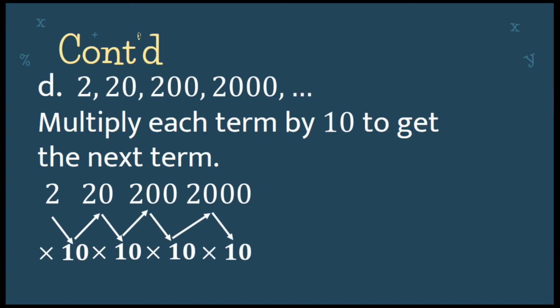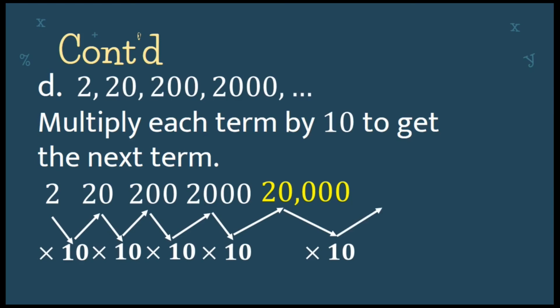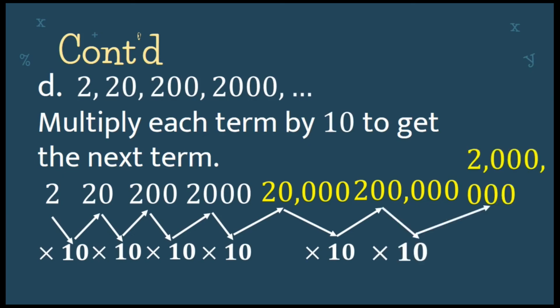I'll multiply 2000 by 10, and that will produce the next number, 20,000. I'll multiply 20,000 by 10, and that will produce the next number, 200,000. Multiplying 200,000 by 10 will produce 2 million.